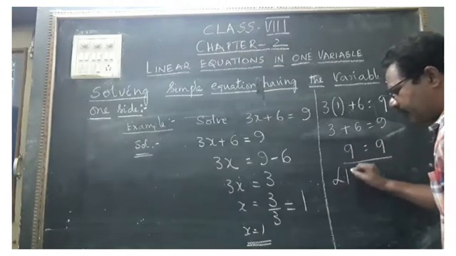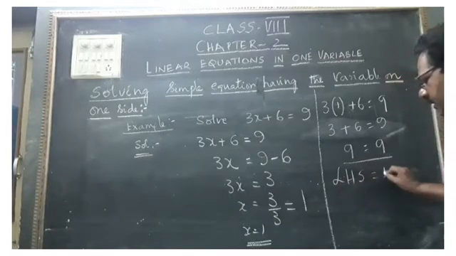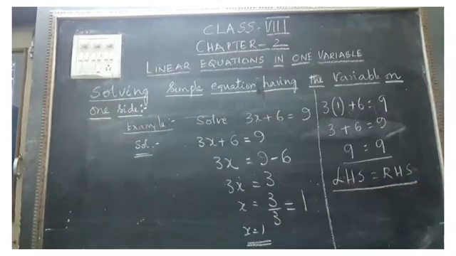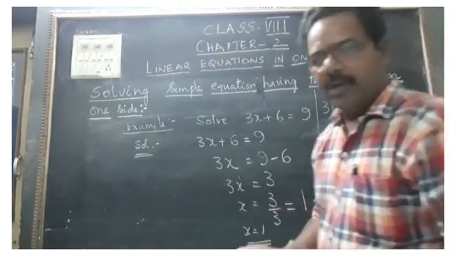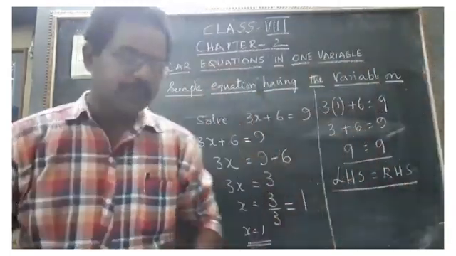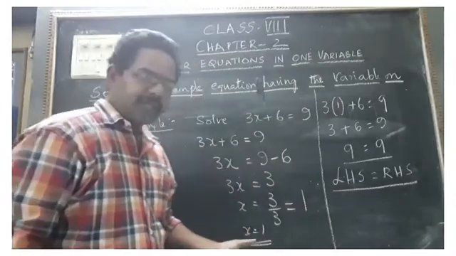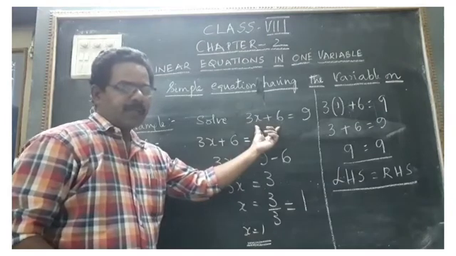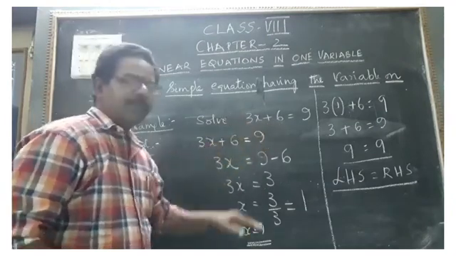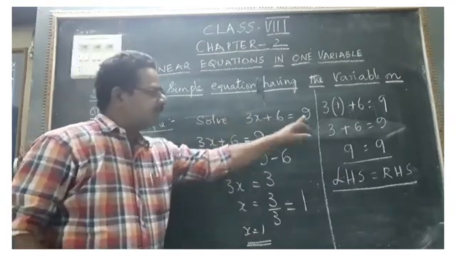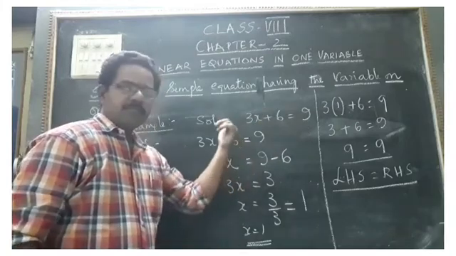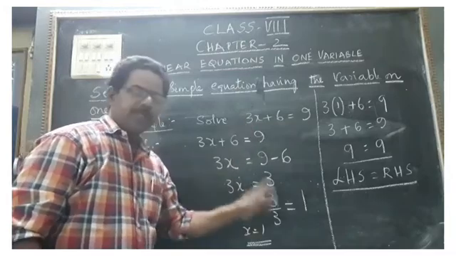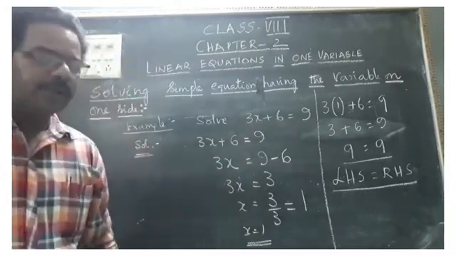So from this we can say left hand side is equal to right hand side. If you get left hand side and right hand side both equal, then we got the solution. That means we solved the equation and we found the solution for the given equation. So we shall take examples like this. Here 3x plus 6 is equal to 9. Please pause the video and note this down in your book.